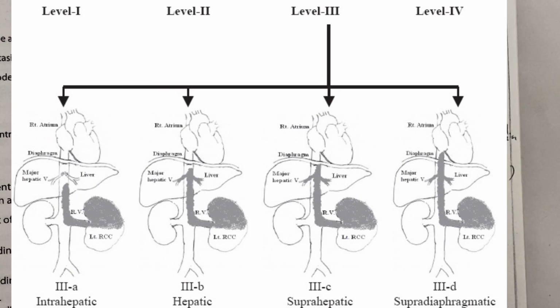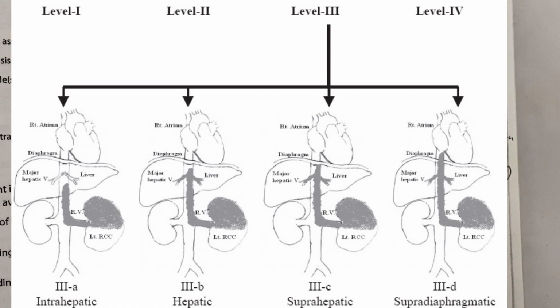Now 3C, that is called suprahepatic, and it means that the thrombus is extending into the retrohepatic IVC above the major hepatic vein, extending from the renal vein above the hepatic vein but below the diaphragm. And 3D means that a thrombus is extending into the supradiaphragmatic part, but it is not involving the right atrium.